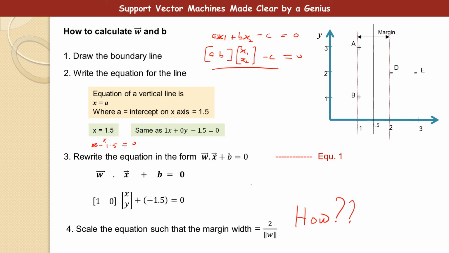I'm going to stop here and continue in tutorial 3 because I want you to understand each step of the way. So in tutorial 3, we see how we can solve this part 4 that says scale the equation such that the margin width equal to 2 over the absolute value of w.